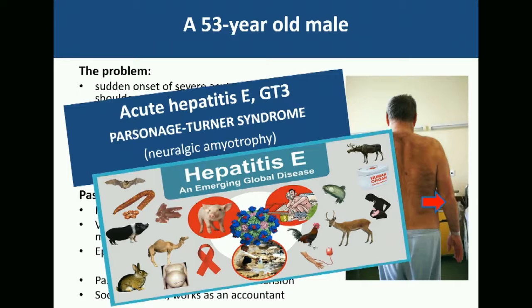Actually, this patient had acute hepatitis E. He was not immunocompromised. However, he was a hunter and huge lover of sausages, homemade sausages. Actually, this is acute hepatitis E, autochthon in Slovenia, severe neurological symptoms. He had a neurologic amyotrophy, so this is all what he could do.